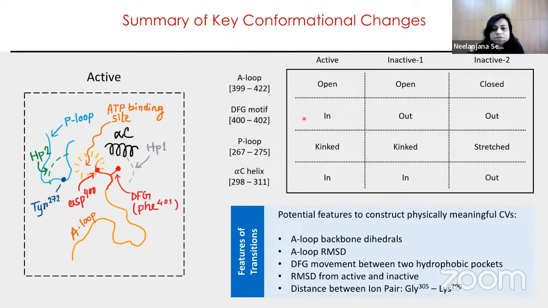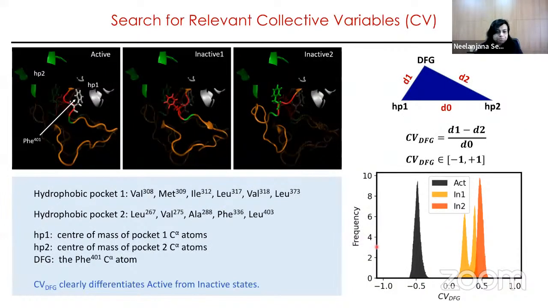Okay, so we started narrowing in on the DFG motif, and there are some key features of the structural transition. What we started guessing around is perhaps the A loop backbone dihedrals, the A loop RMSD, the DFG movement, or the relative RMSD between the active and the inactive state, or even the ion pair distance between glycine and lysine. These, or a combination of these, could possibly give us useful collective variables, and perhaps we could go back to implementing EMMD after that.